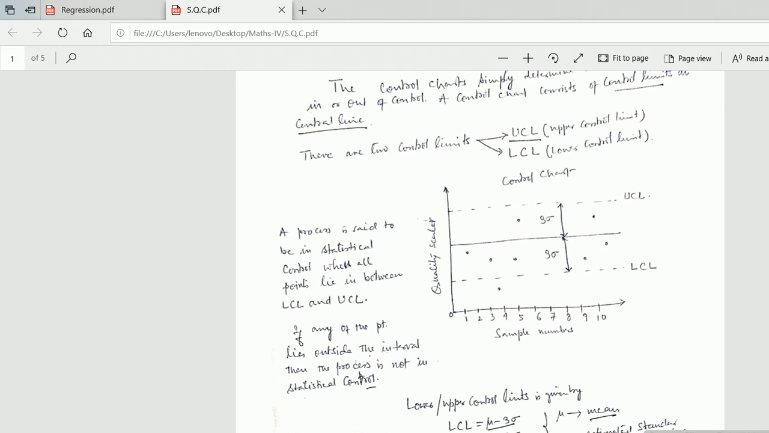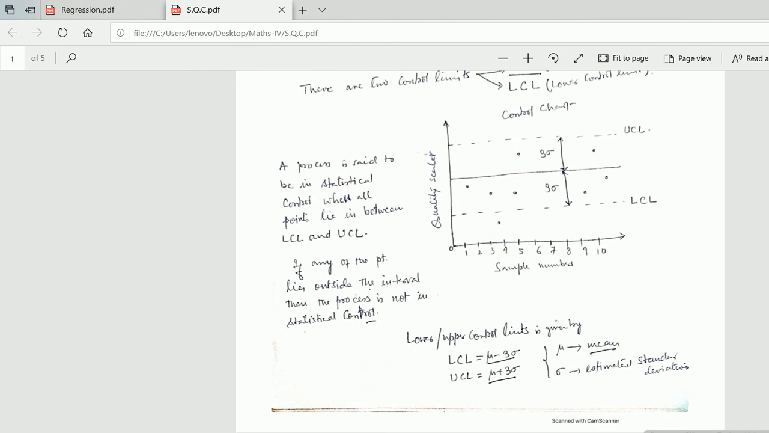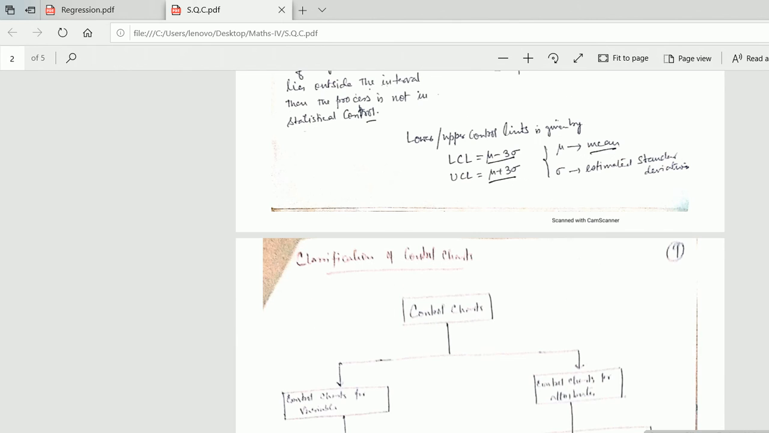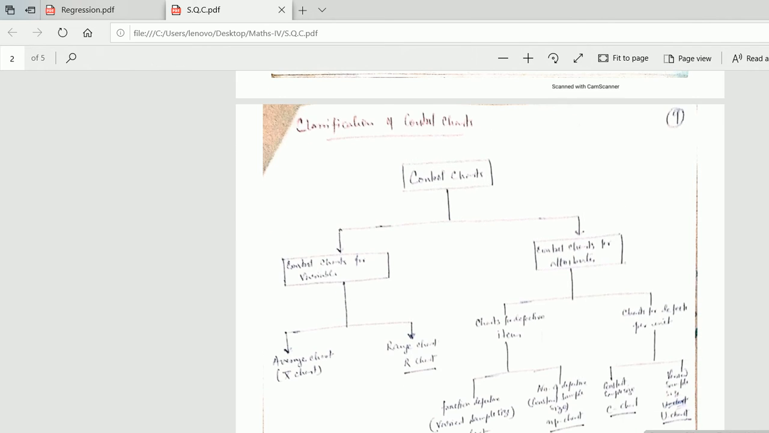A process is said to be in statistical control when all points lie in between LCL and UCL, that is, lower control limit and upper control limit. If any of the points lies outside this interval, then the process is not in statistical control. The lower and upper control limits are given by LCL equal to mu minus 3 sigma and UCL equal to mu plus 3 sigma. Mu is the mean and sigma is the estimated standard deviation.